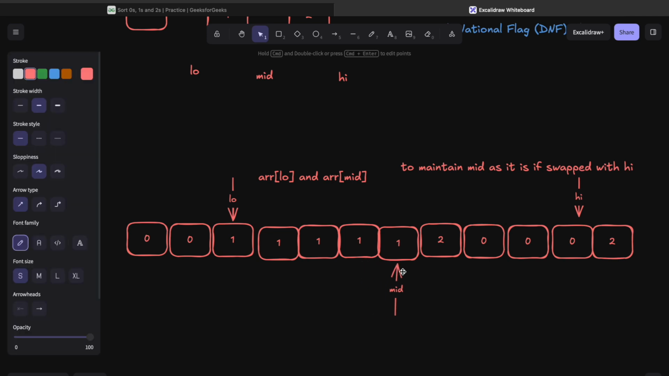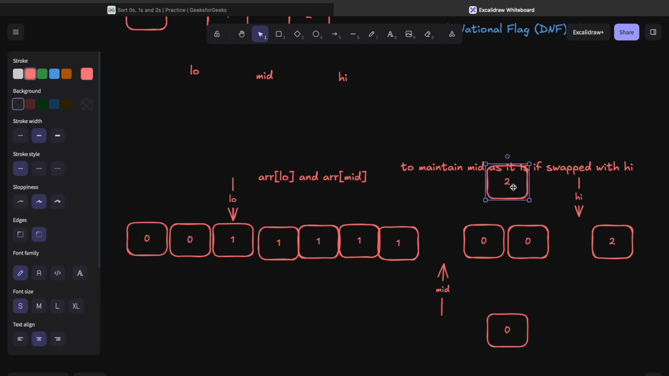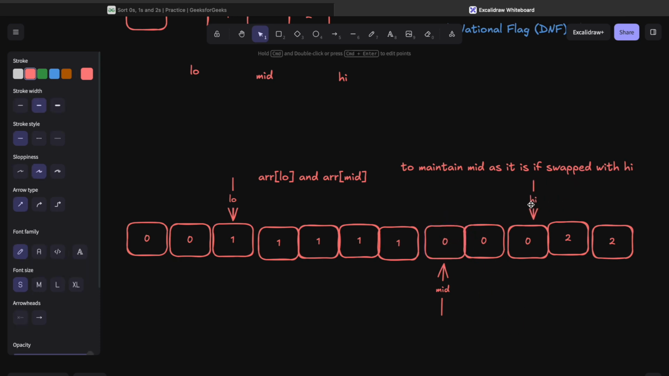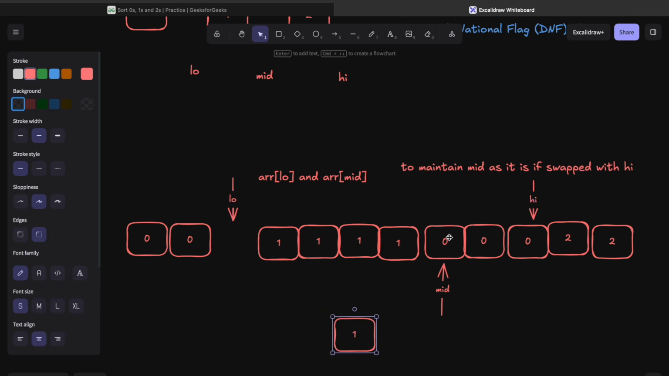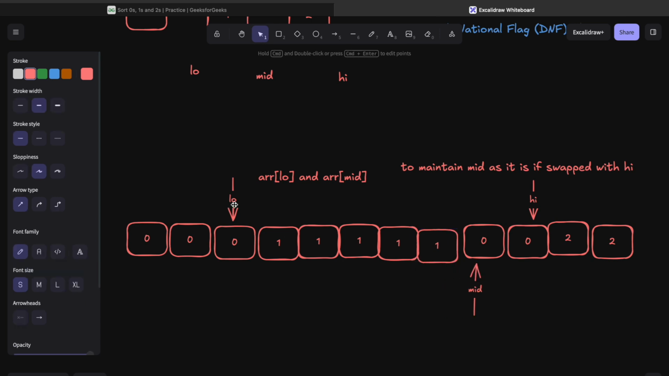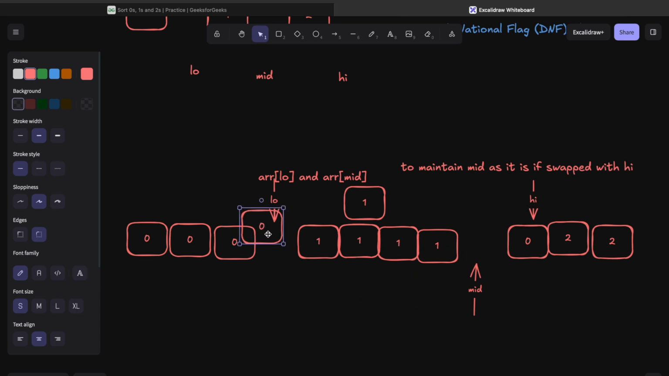So this is a one, right? I can just move it forward. This is a one, I can move it forward. Now I have found a two. I will swap these both and decrement high. Now this is a zero, right? So I can just swap these both and move both forward. Now again I have found a zero. I can just swap it and move both forward.